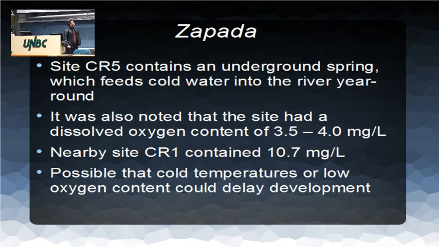One interesting thing is that CR5 contains an underground spring, which is always feeding cold water into the river year-round. We were lucky enough to have an oxygen monitor with us that day too, and we noticed that that site only had 3.5 to 4 milligrams per liter, compared to the nearby site CR1, which had 10.7. So I'm thinking maybe the cold temperatures from the spring or the low oxygen content could be delaying their development.